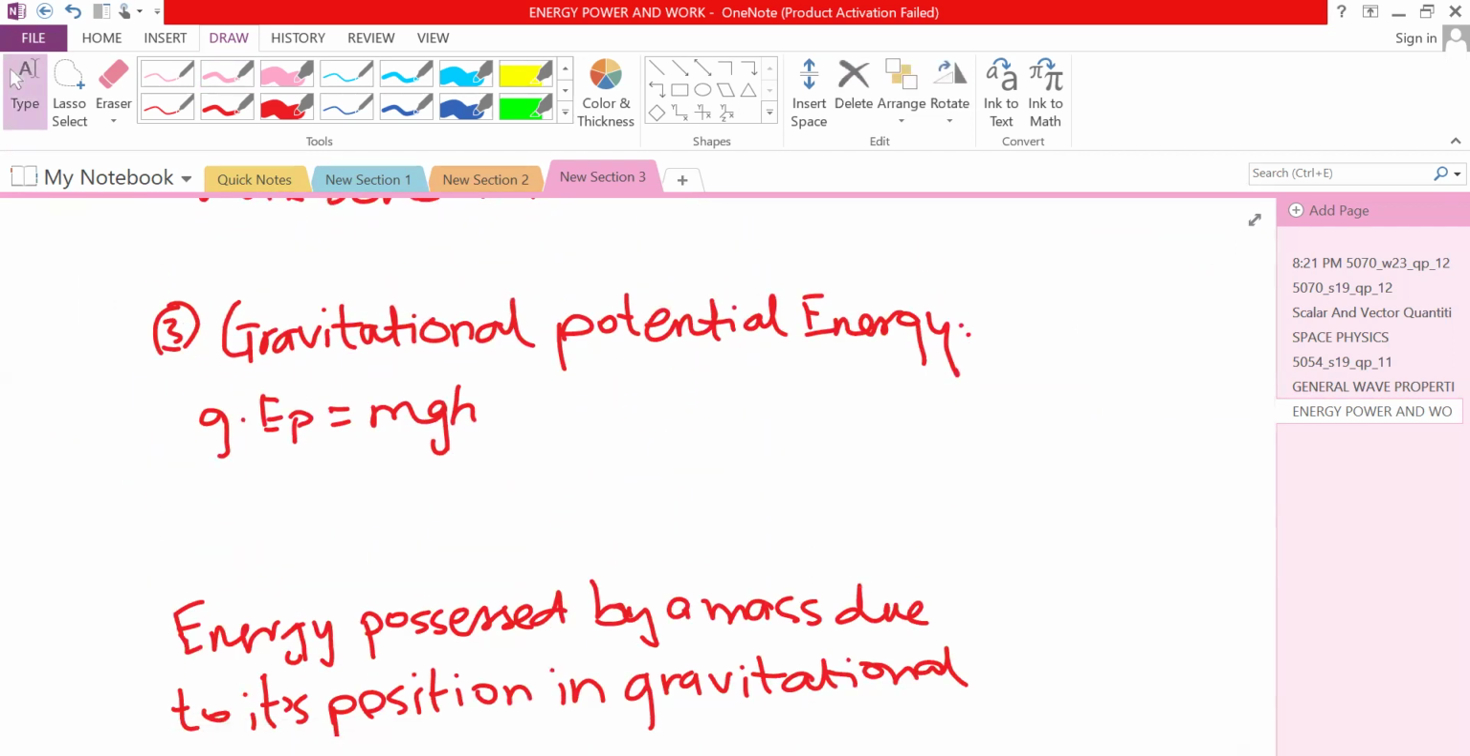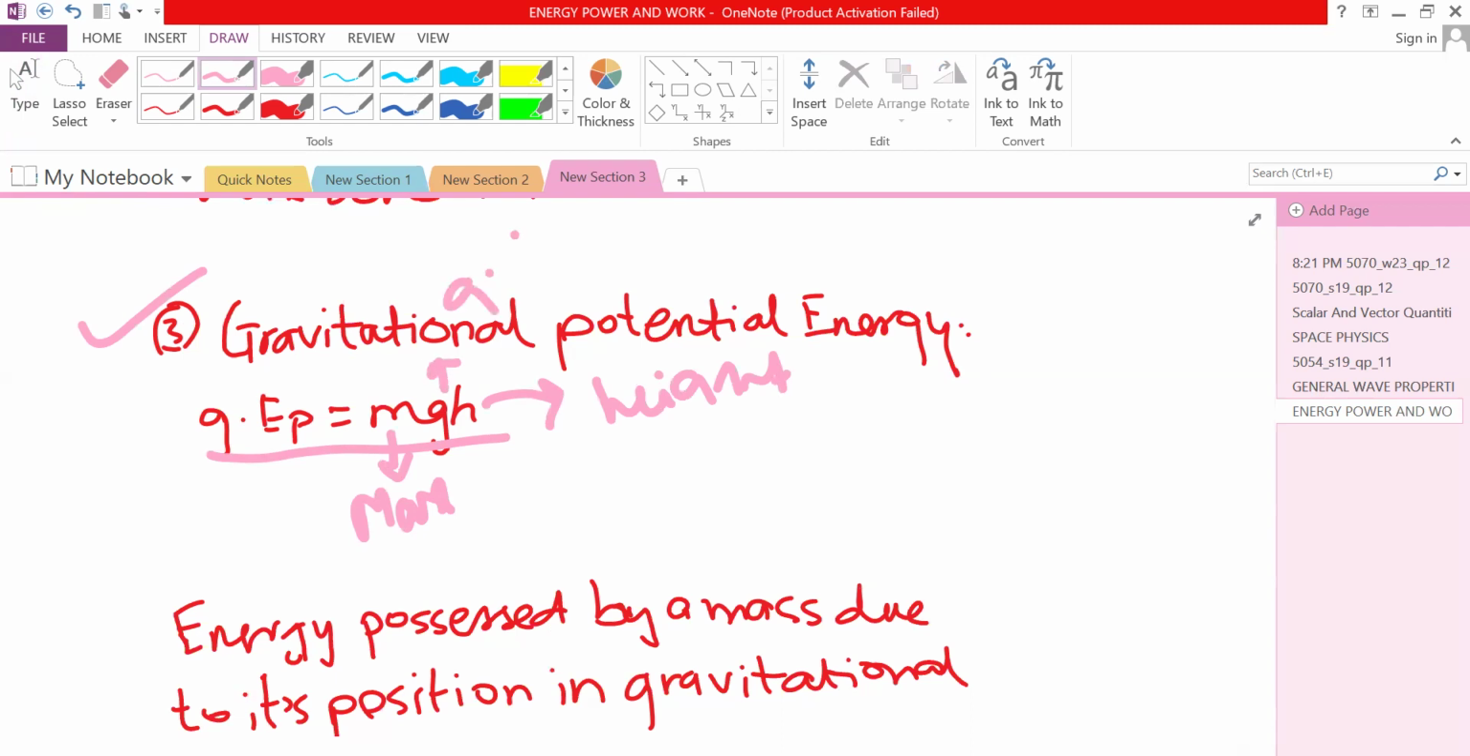The third form of energy we have in our syllabus is gravitational potential energy. The formula of gravitational potential energy is mgh, where m is mass, h is height, and g is gravitational force. And this is the symbol of gravitational potential energy.